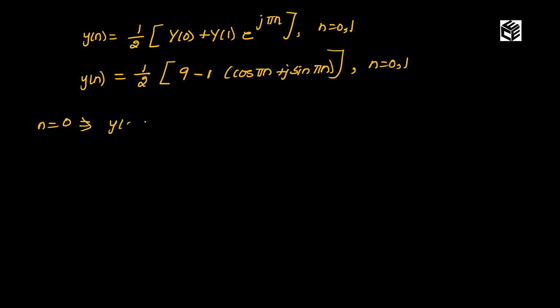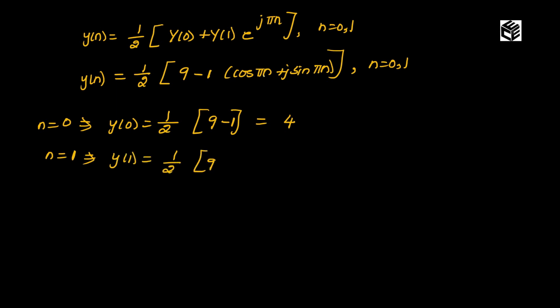So I will get y of 0 is equal to 1 by 2 into 9, cos 0 is 1. So it is 9 minus 1, that is equal to 4. And also n is equal to 1. Y of 1 is equal to 1 by 2 into 9 minus 1 into cos pi, the value is minus 1, so it is plus 1. This is equal to 5. So I got the output of y of n as 4, 5.